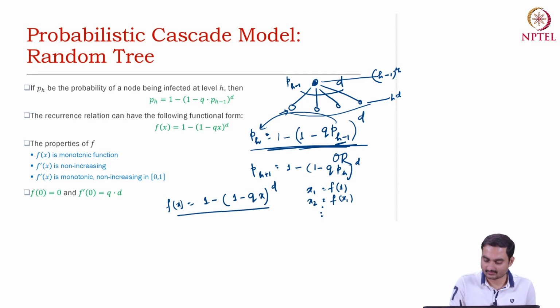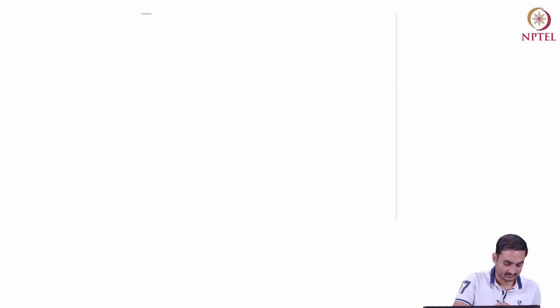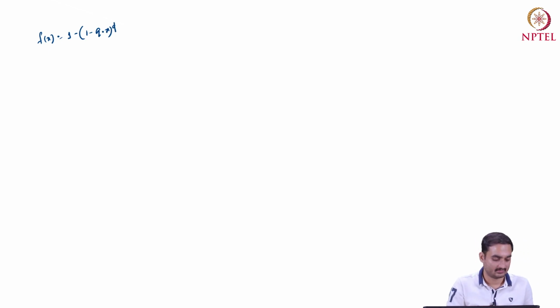So this we need to now calculate. So f of x is 1 minus (1 minus q times x) to the power d. How do you solve this? There is no closed form solution, right? So how do we solve this?